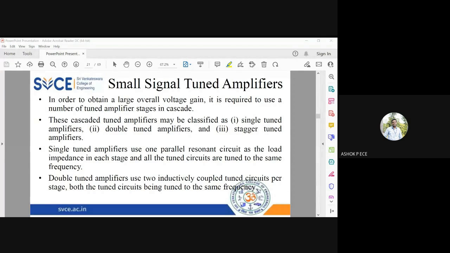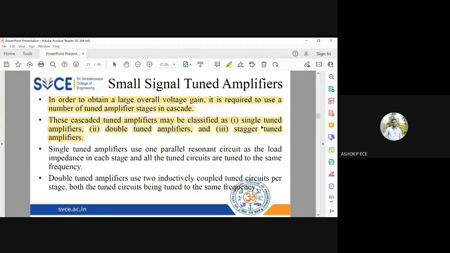Okay, so if the gain obtained from a single stage is not sufficient, we can cascade more stages of single tuned amplifiers. If you feel that the gain is not sufficient from a single stage of a tuned amplifier, you can have more tuned amplifiers in cascade. That is also possible. And tuned amplifiers can be classified majorly into three types, as shown here: single tuned amplifier, double tuned amplifier, and stagger tuned amplifier.